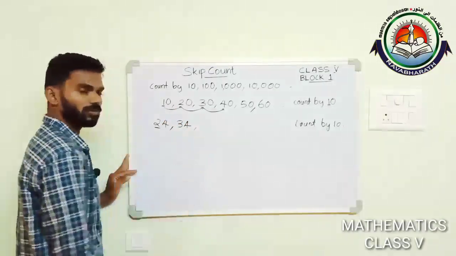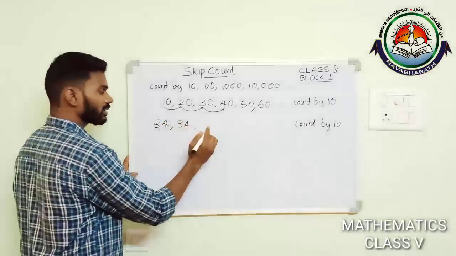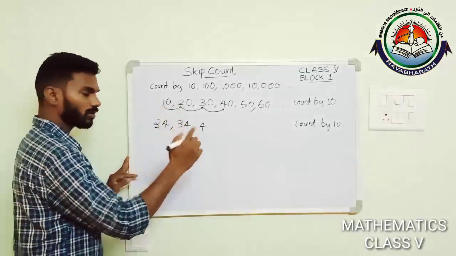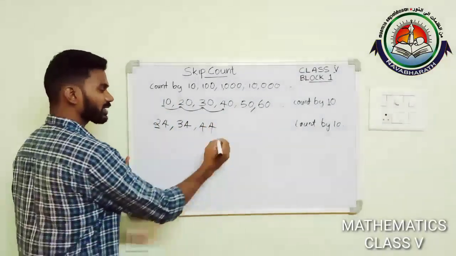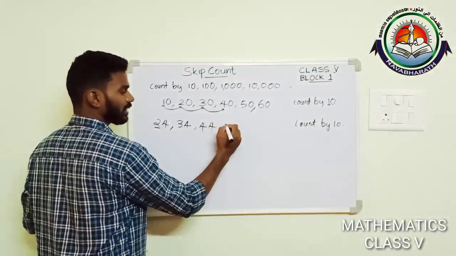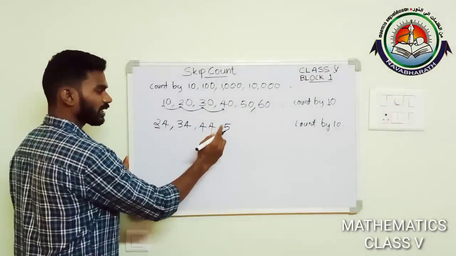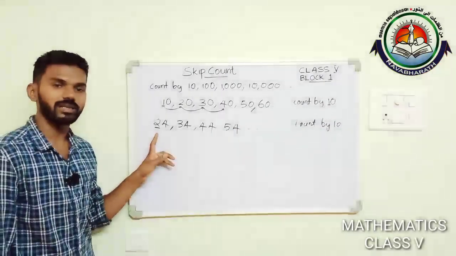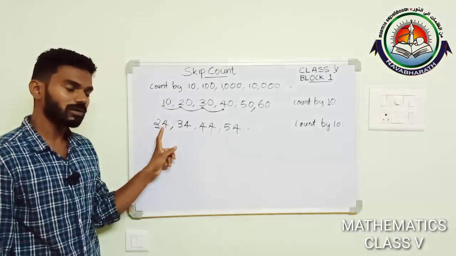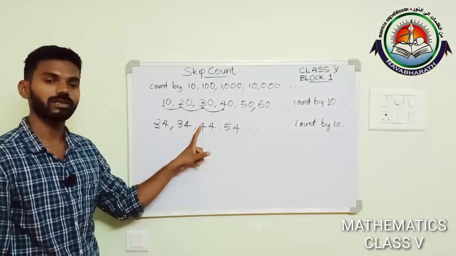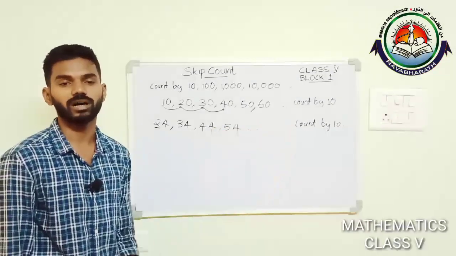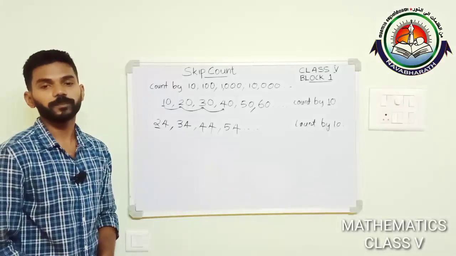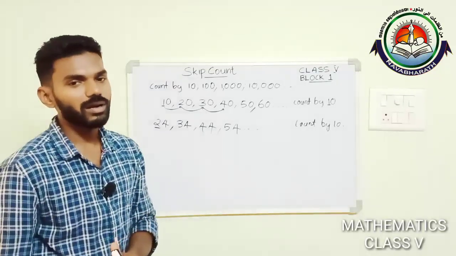What would be the next number? Again this 3 is increased by 1. It would become 4. This 4 has no change. What would be the next number? 4 is increased to 5. This 4 has no change. So this count by 10 would go like 24, then 34, then 44, then 54, etc. This is the method for count by 10. Hope all of you understand.